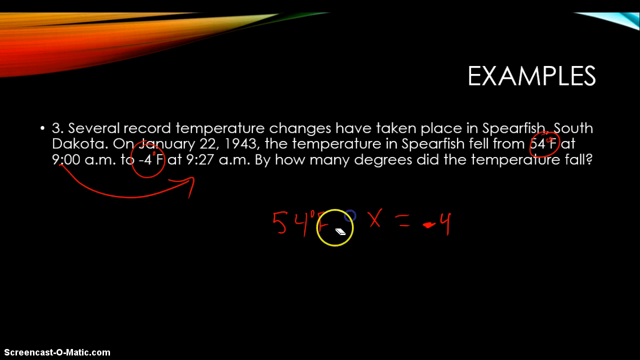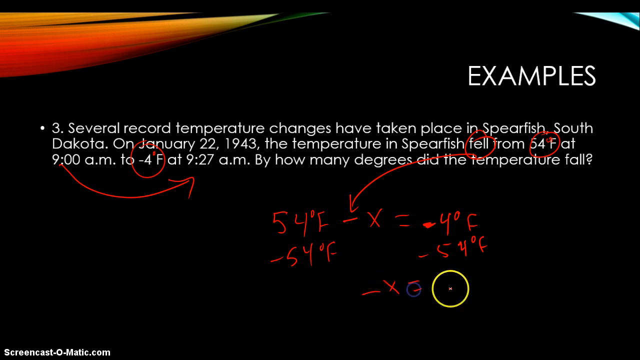Alright, so one more mistake that I made. There we go. Alright, so 54 degrees Fahrenheit, and it fell. Okay, so we know it's going to be negative: minus x equals negative 4. So how do we get this to the other side? We subtract 54 degrees Fahrenheit over to negative 4 degrees Fahrenheit. And we know that negative x equals, okay, now negative 4 minus 54, same sign. So we know it's going to be negative 58 degrees Fahrenheit.